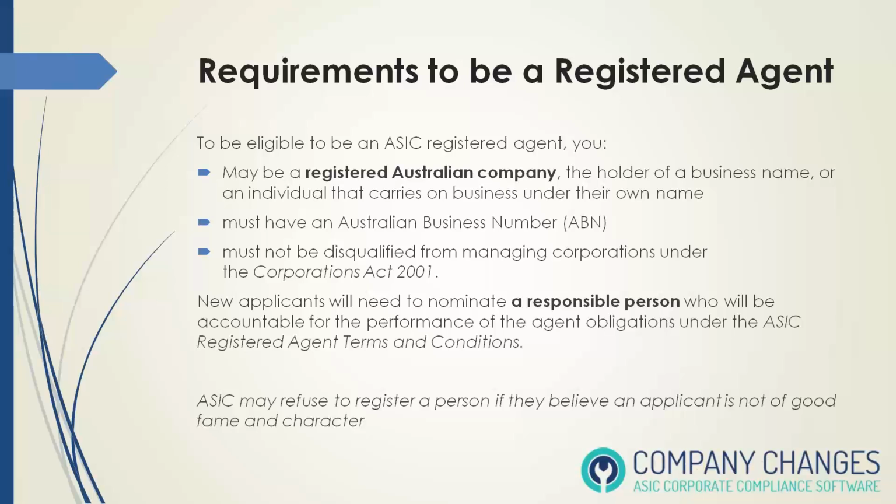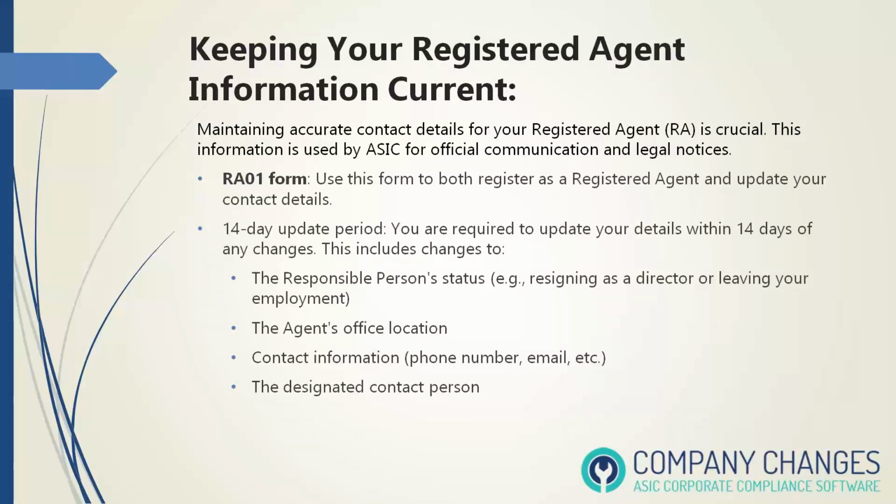Now, if you are a company and the company is a registered agent, you have to have a responsible person who's accountable for the performance of the agent obligations under the ASIC rules. Now, ASIC will look at the background of the person, and if they believe the applicant is not of good fame and character, then it's possible that they will refuse your registration. Now, if you've lost your ASIC SuperFund auditor license, or you are in trouble with the tax office, or lost your tax agent license, this could also impact your registration with ASIC as a registered agent.